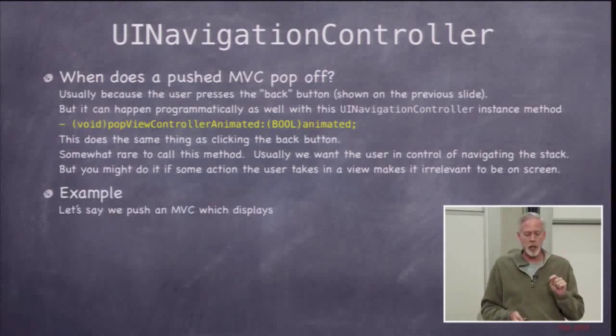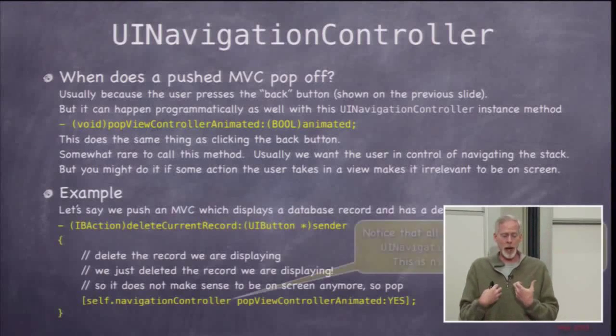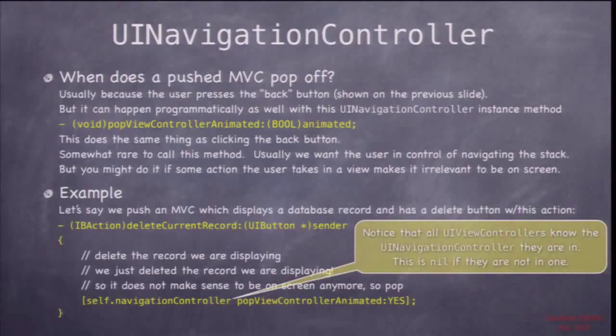But there are a few times when it makes sense to programmatically do it. One example is, let's say you dive down and you're showing some employee record, and a button in there is delete, meaning delete this employee. Well, if you hit that delete button, it doesn't make any sense to be here anymore because that employee is gone. So you want to go back. Okay, you want to go back to the previous level.